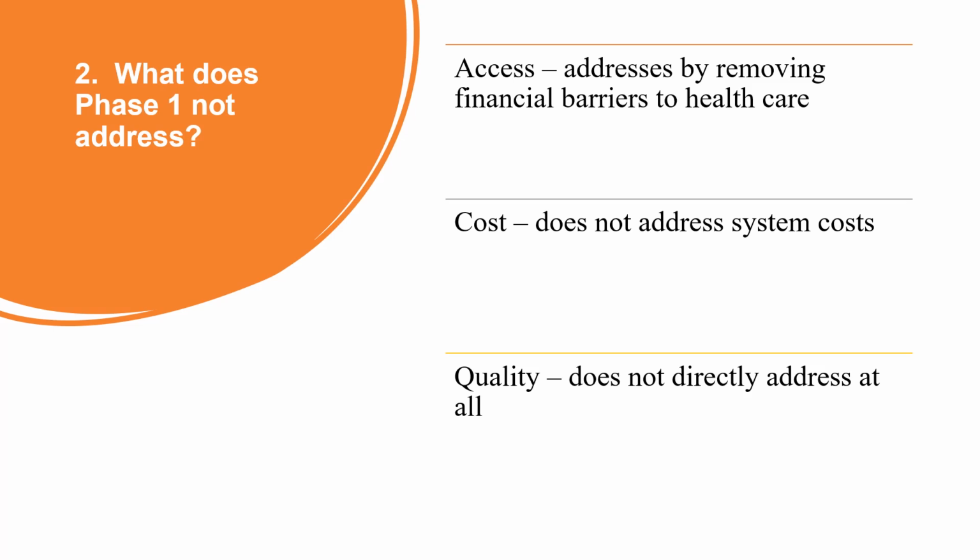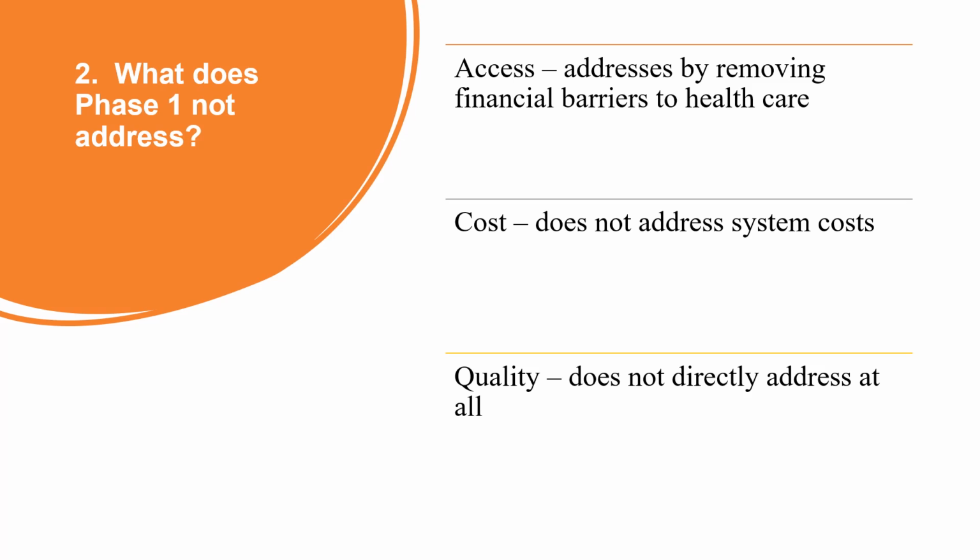But when we look at it from a policy perspective, from a systems perspective, there's nothing in phase one that addresses cost. And it does not address quality directly either. So when we think about the triple aim, providing access is sort of related, but really has nothing to do with providing better care and at a better cost.